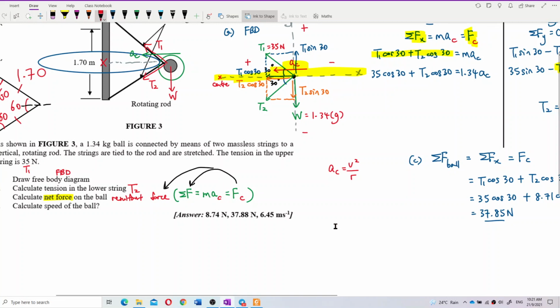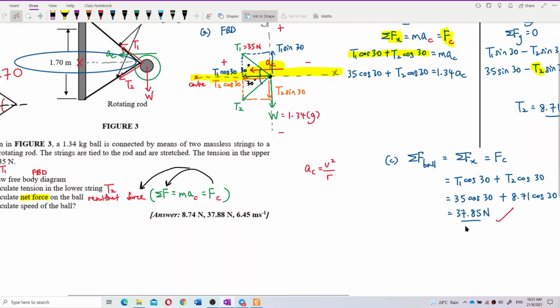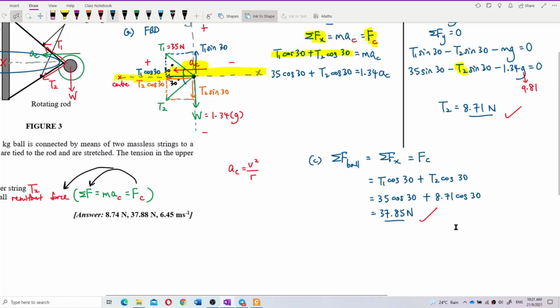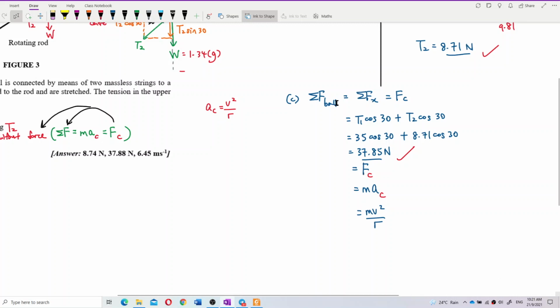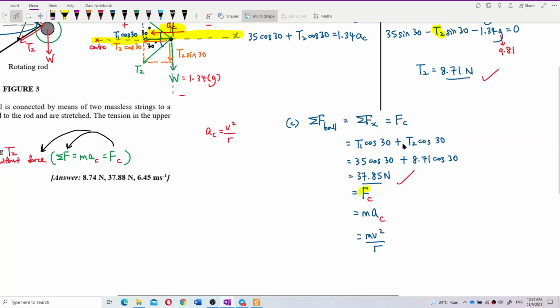Almost the same lah. Okay. So it's correct already. That's the resultant force. That is also the centripetal force. That also is equal to MAC. And that is also equal to mv squared over r. So from here, once we know the resultant force, we can find the centripetal force. We can find AC also, centripetal acceleration. We can find the speed of the ball also, the linear speed of the ball moving in the circle.